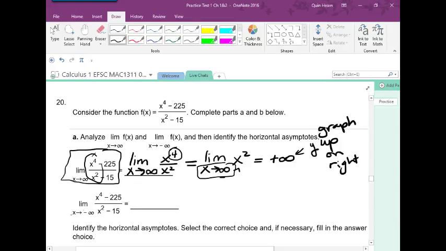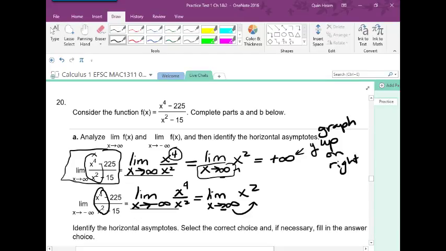Okay, now the next one, we're going to work the same way. And when you're taking limits to infinity, you don't even have to pay any attention to any of the terms except for the highest powers. They dominate. So this is going to be the limit as x approaches negative infinity of x to the fourth over x squared, which we know is the same as the limit as x goes to negative infinity of just x squared. So then you think, what happens when you plug large negative numbers into x squared? Well, any number squared is positive, so you're still going to get positive infinity.